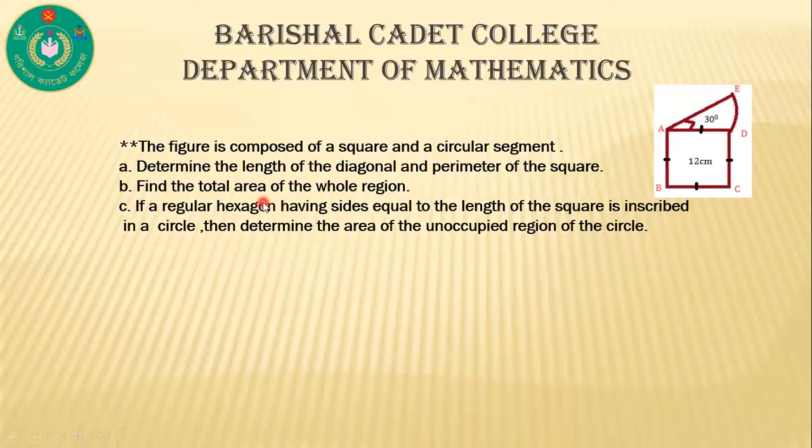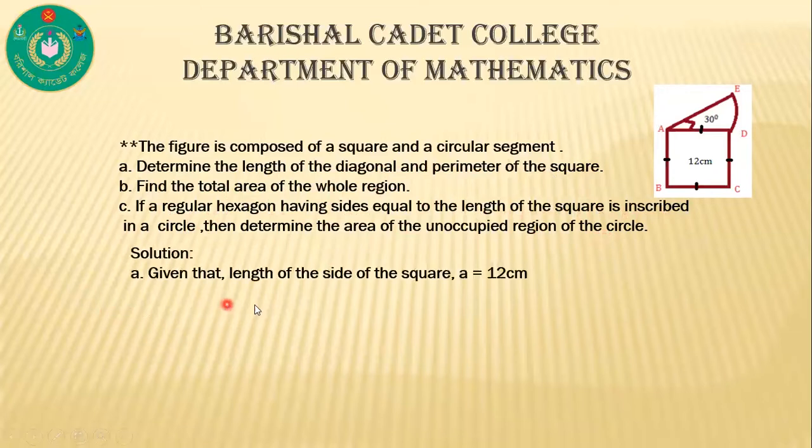Now another creative question. The figure is composed of a square and a circular segment. Here ABCD is a square and ADE is a circular segment. Now determine the length of diagonal and perimeter of the square. Find the total area of the whole region. If the regular hexagon having side equal to the length of the square is inscribed in a circle, then determine the area of the unoccupied region of the circle.